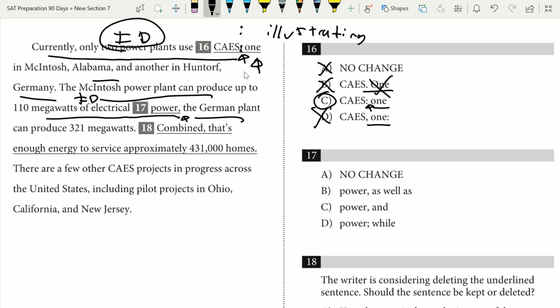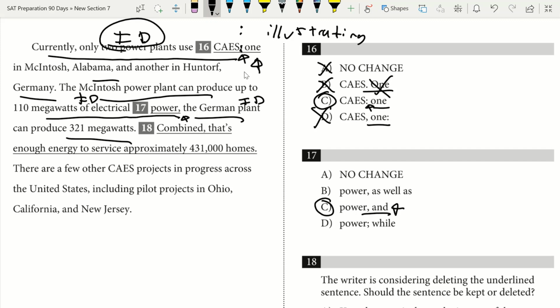Then I have the German plant can produce 321 megawatts. It's also an independent clause, which means if I'm going to use a comma here, I have to use a fanboy, which I see I do in C. I have a comma and "and" is one of my fanboys, so that can be used to connect my independent clauses.